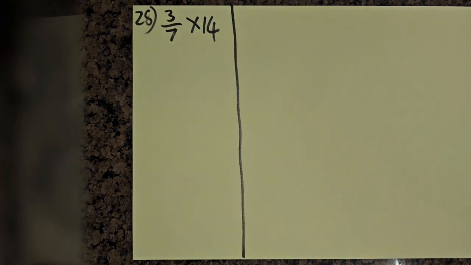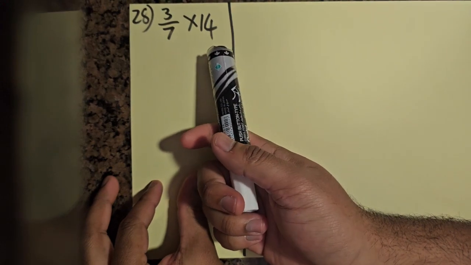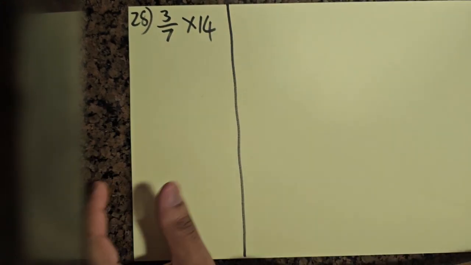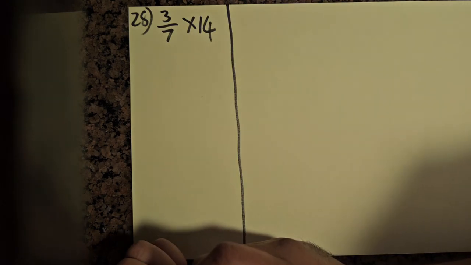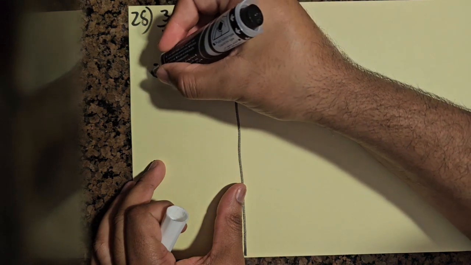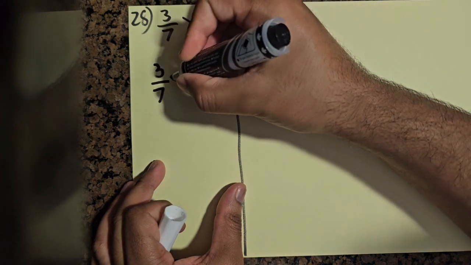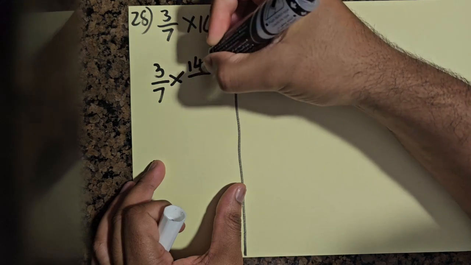Okay, now on to question 28. We're doing a fraction of a whole. This is very straightforward. How we go about doing this is, you need to remember that we can rewrite whole numbers as a fraction, and the process is the same for any whole number. Any whole number can be written as a fraction over 1. So when I rewrite this, I've got 3 over 7 multiplied by 14 over 1.